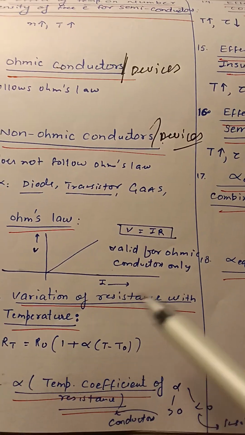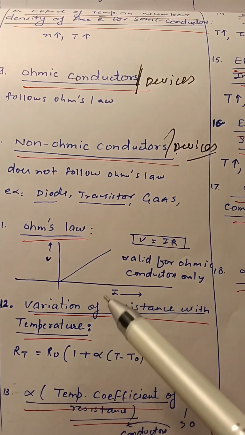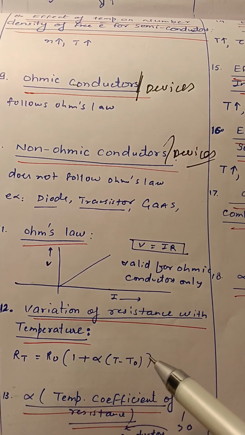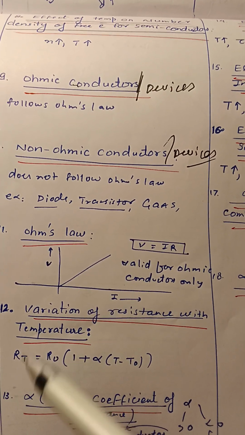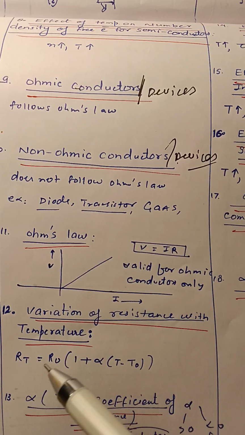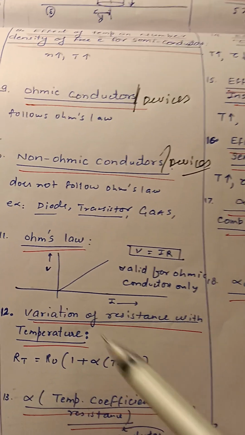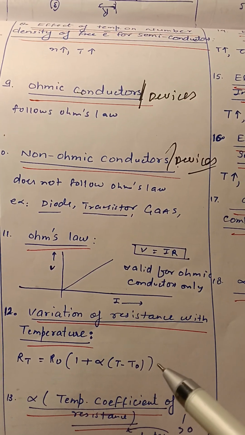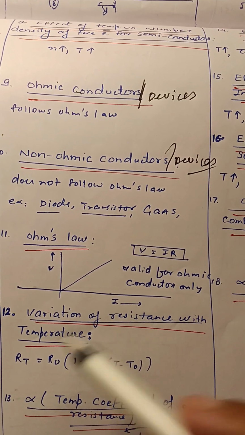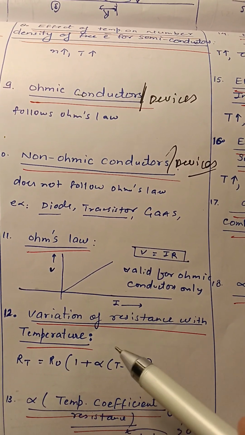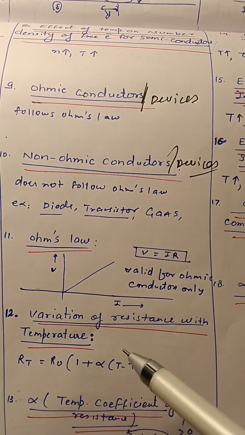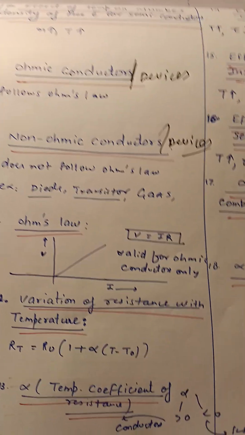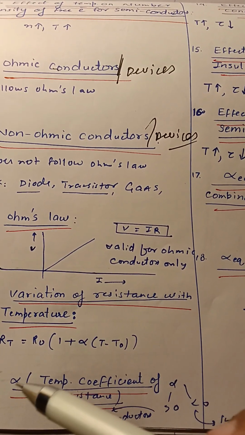Next question is variation of resistance with temperature. Experimentally it has been found that if the temperature is T naught and resistance is R naught, then at temperature T, RT equals R naught times (1 plus alpha (T minus T naught)). This is for linear ohmic resistors, which follow a linear relationship with temperature. Although it may change, generally we can say that for linear resistors, this case holds good. Then another question, what is alpha?